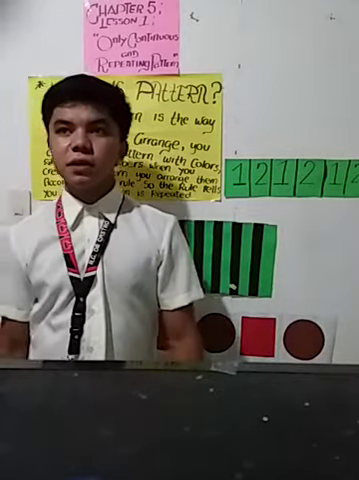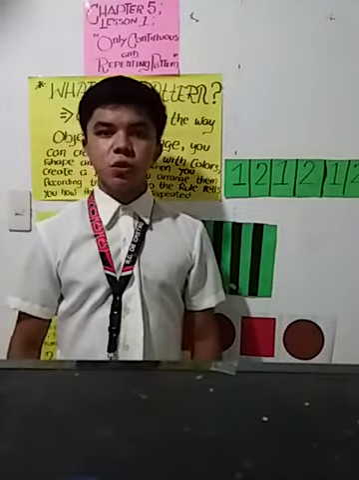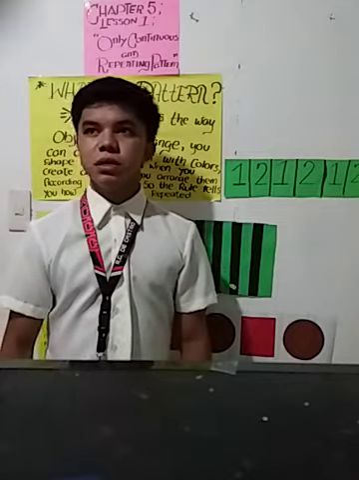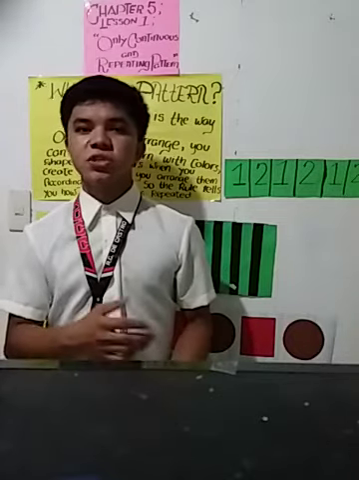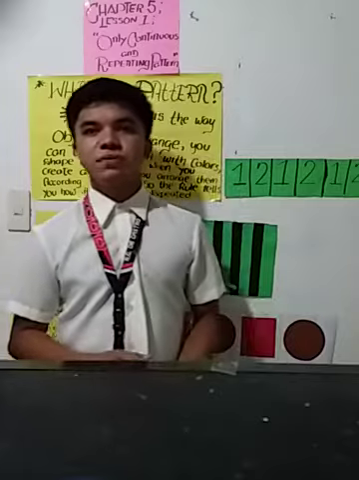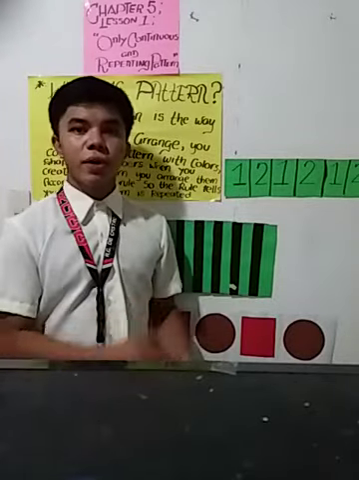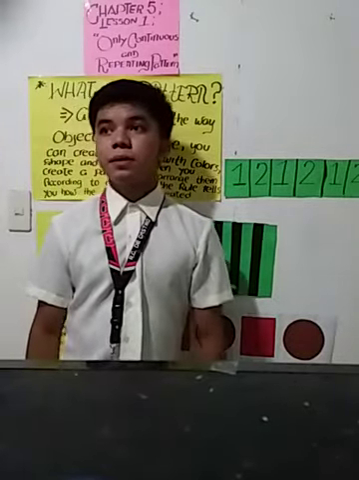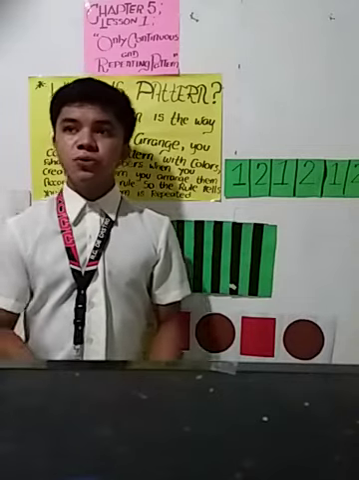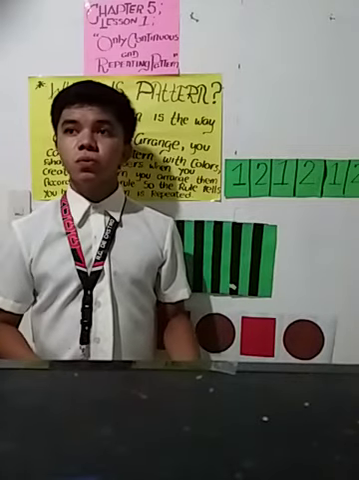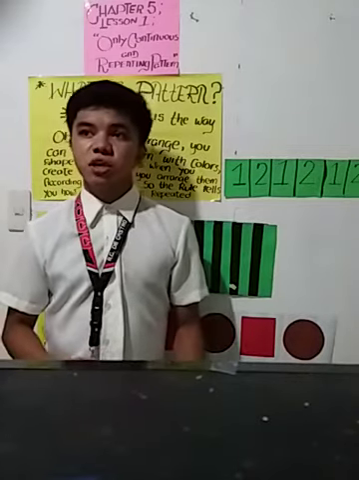Next is patterns with shapes. When we say patterns with shapes, this pattern has two shapes. What's the rule of this pattern? The square and circle alternate. How do we continue the pattern? We keep alternating the shapes.